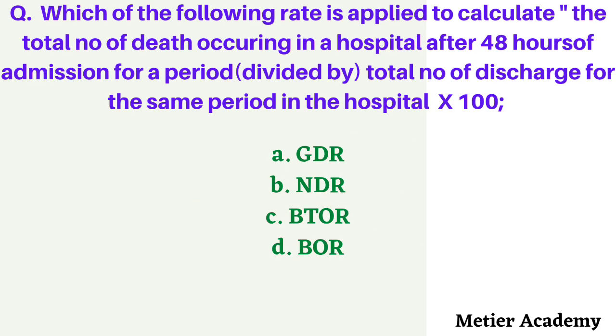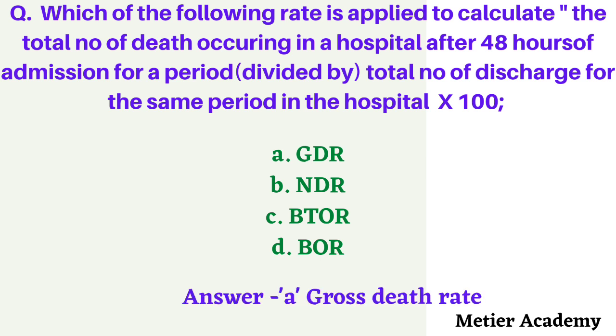The next one is, which of the following rate is applied to calculate the total number of deaths occurring in a hospital after 48 hours of admission? Underline the words after 48 hours of admission for a period divided by total number of discharge for the same period in the hospital into 100. It is called as, the options are GDR, NDR, BTOR and BOR. Here the correct answer is option A, GDR, gross death rate.